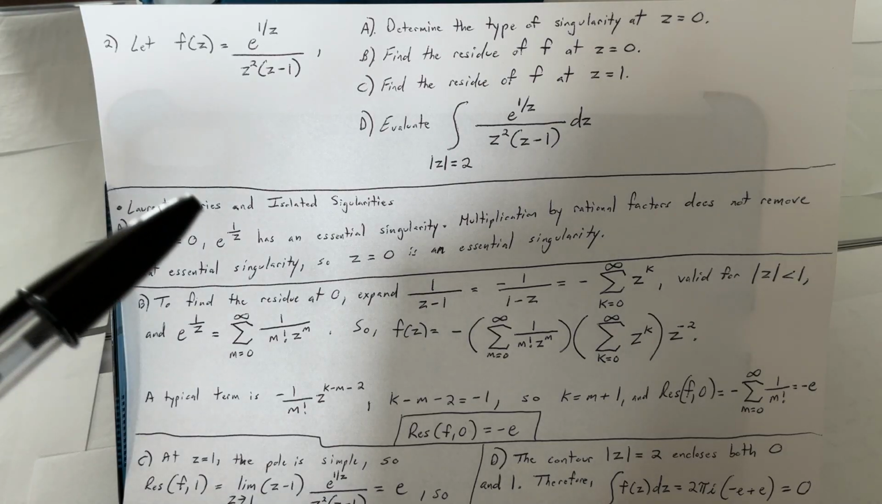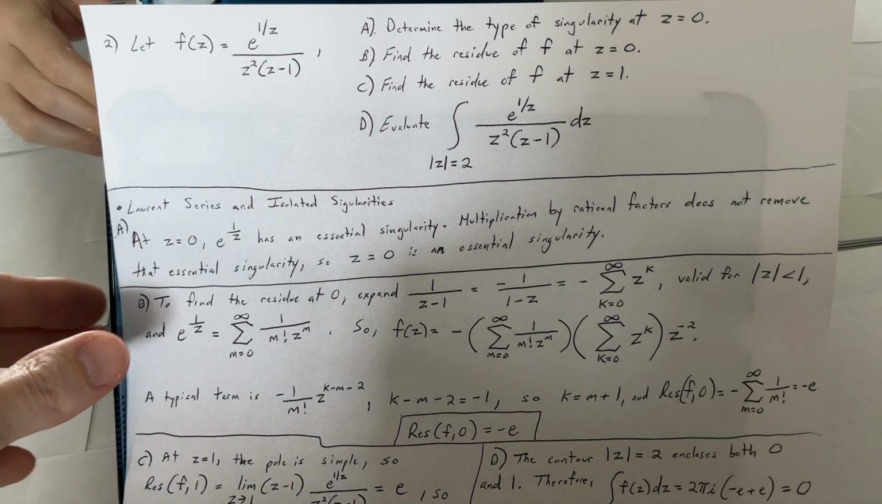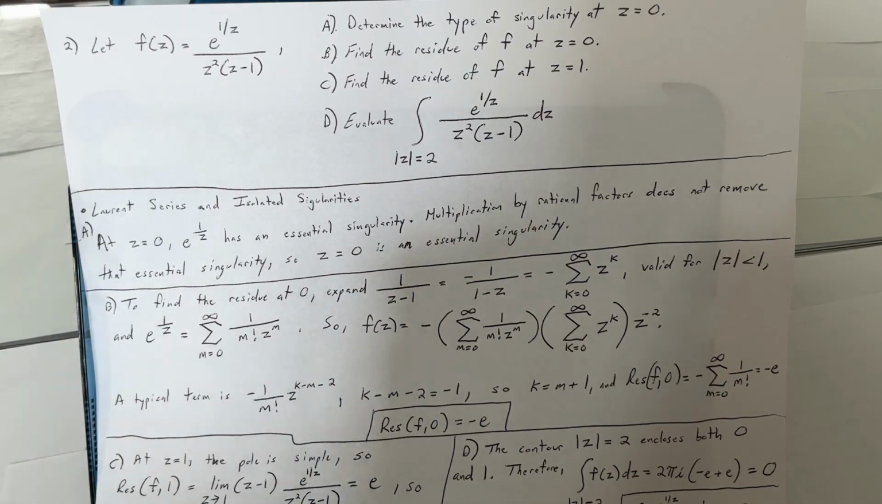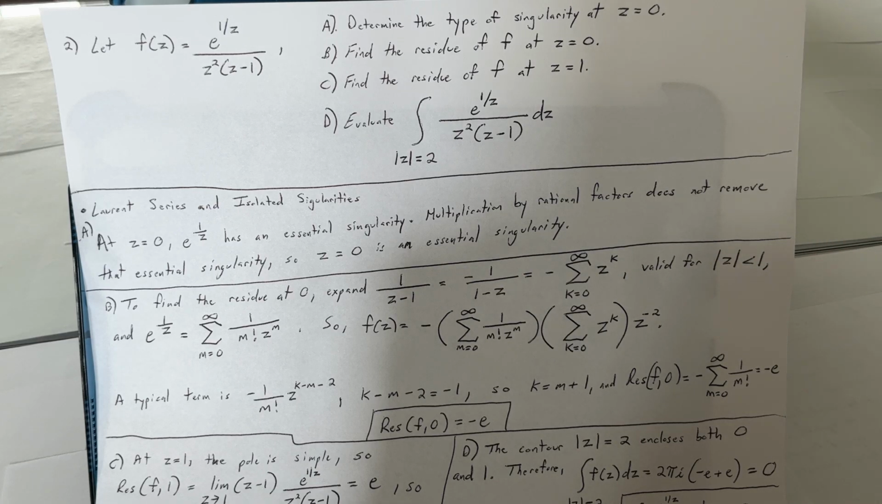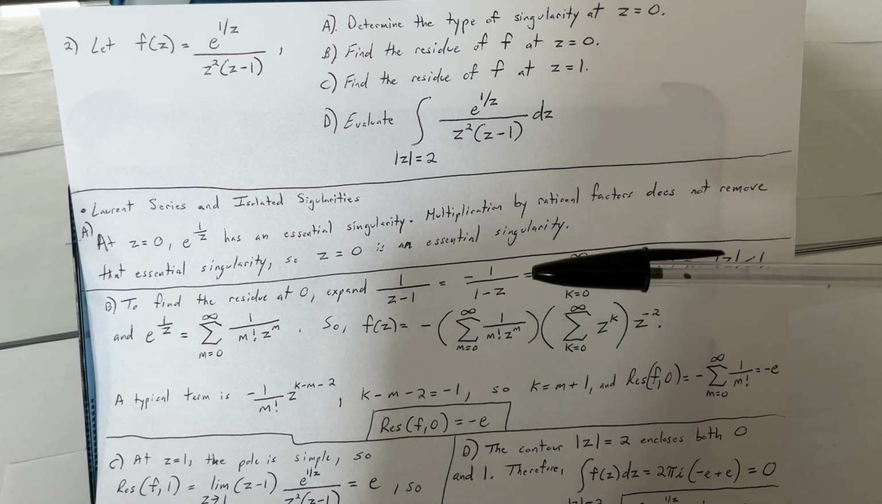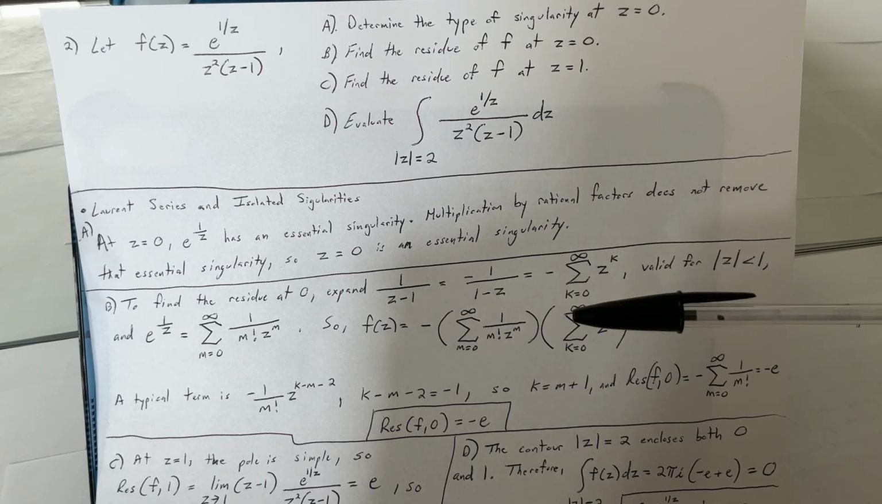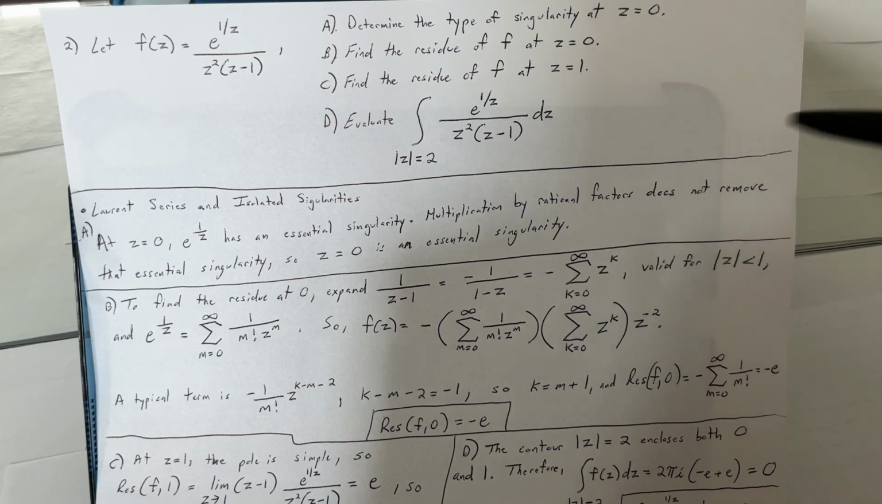So this is Laurent series and isolated singularities. At z equals 0, we could say e to the 1 over z has an essential singularity. Multiplication by rational factors does not remove that essential singularity. So z equals 0 is an essential singularity. And then for part B, to find the residue at 0, we're going to expand 1 over z minus 1 equals negative 1 over 1 minus z, which equals negative the sum from k equals 0 to infinity of z to the k, valid for absolute value of z less than 1.